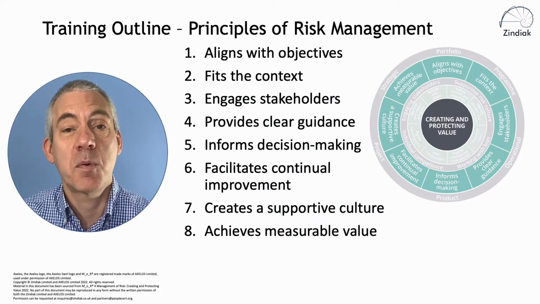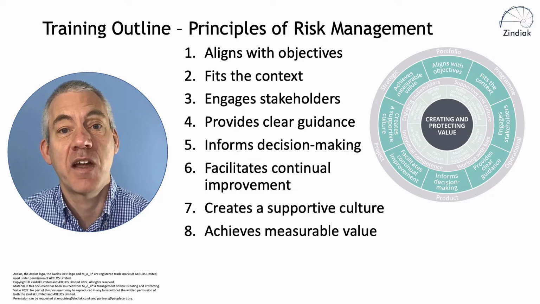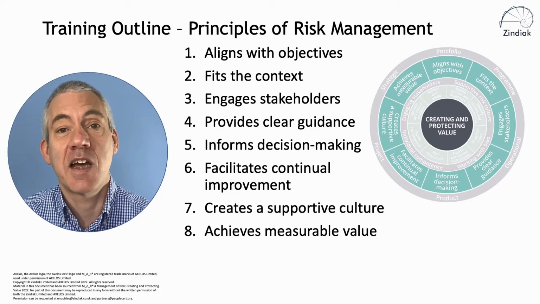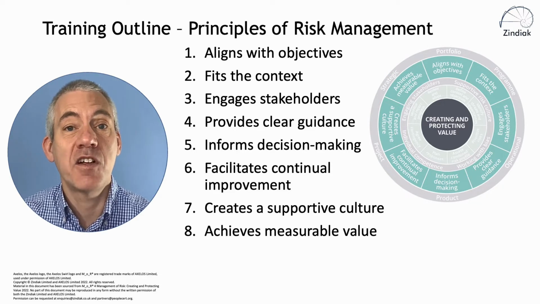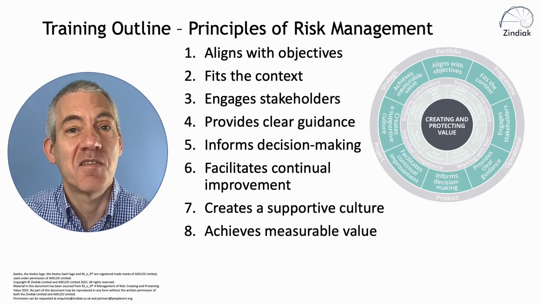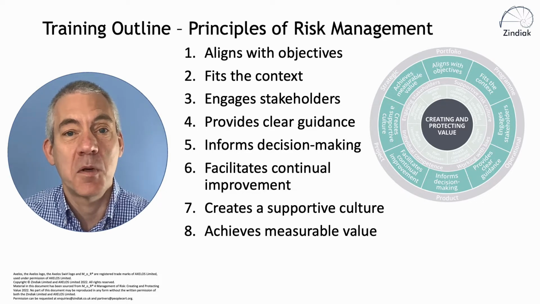So as I said, the 8 principles haven't changed from MOR version 3. We've got the 7 enabling principles: aligns with objectives, fits the context, engages stakeholders, provides clear guidance, informs decision making, facilitates continual improvement, and creates a supportive culture. And those 7 enabling principles enable the 8th principle, achieves measurable value. In terms of the principles, they haven't changed. The explanations of the principles in the guidance have changed slightly, but fundamentally, the principles are the principles.